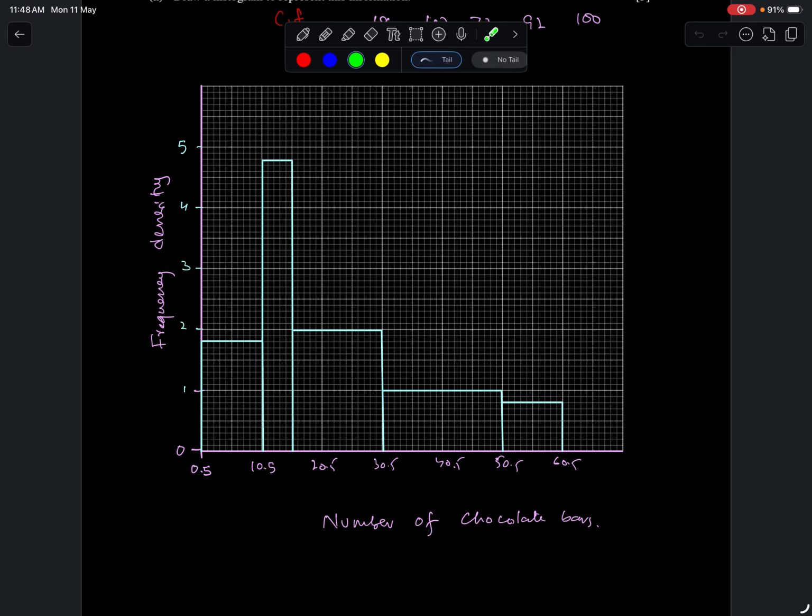And you must understand the shape of the distribution. Since the highest bar is at the beginning, this data is positively skewed. Like this, a long stretched tail on the right side. So this is positively skewed.